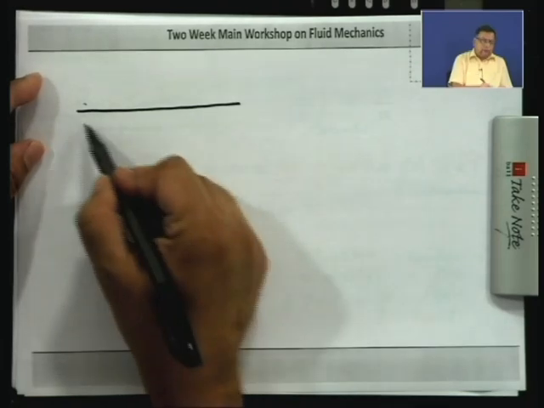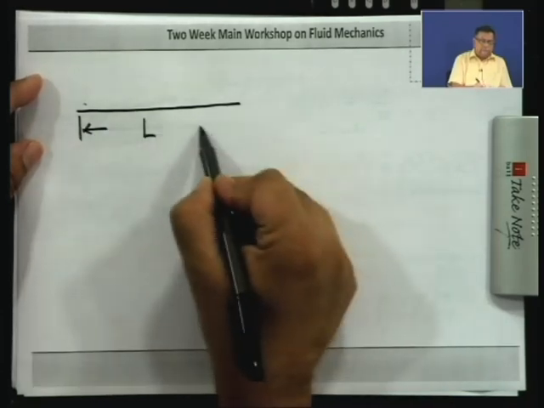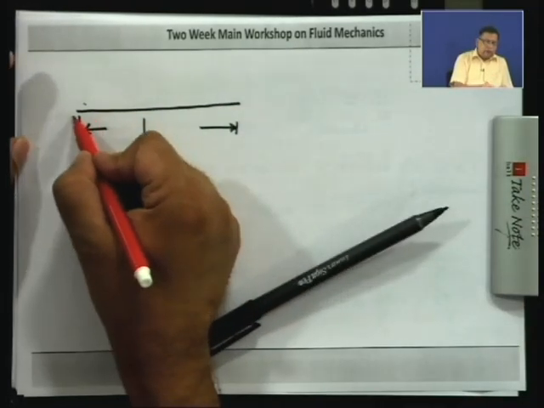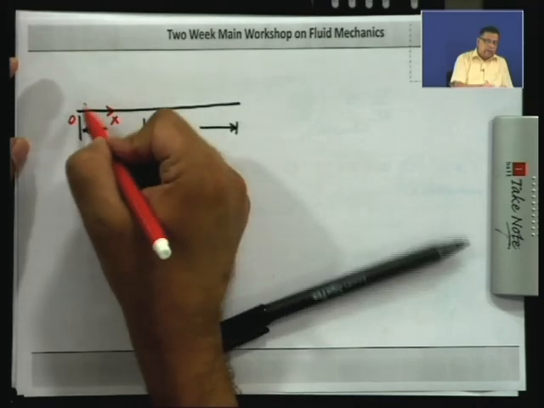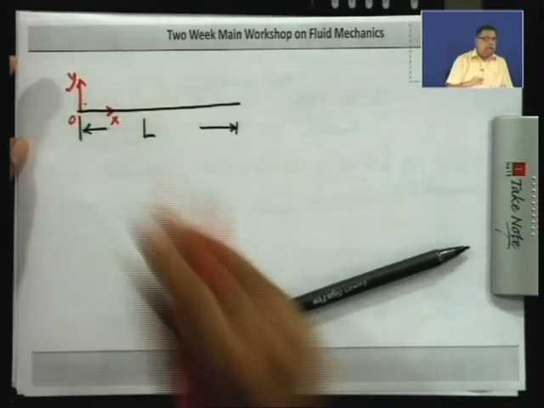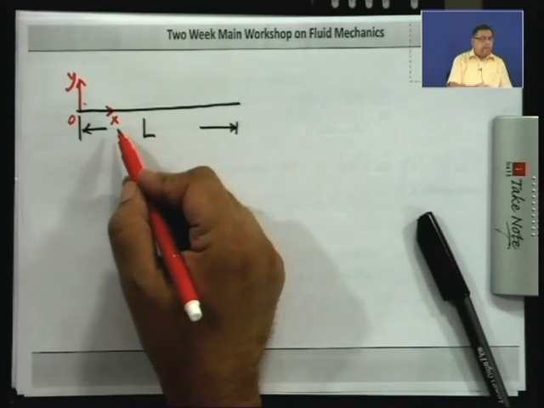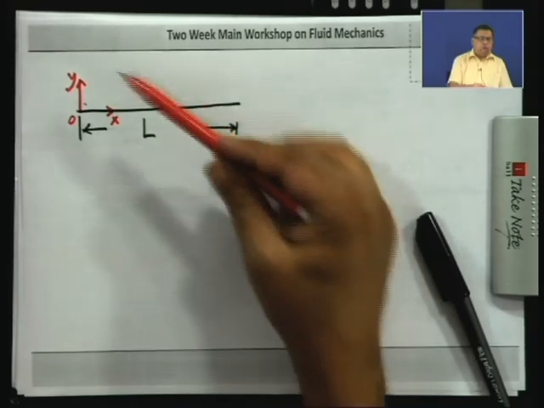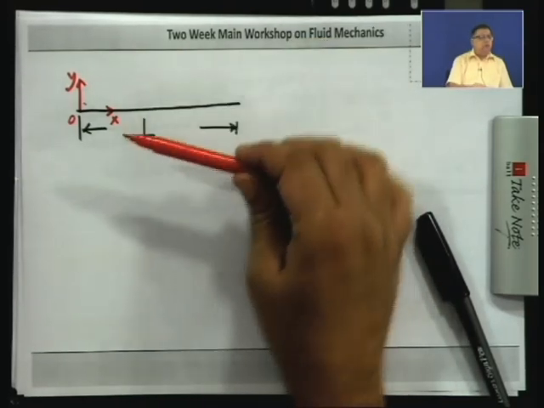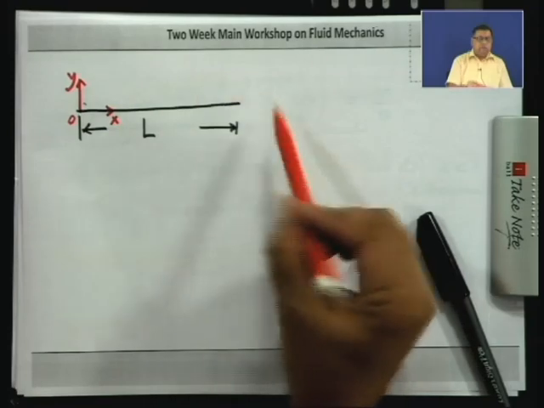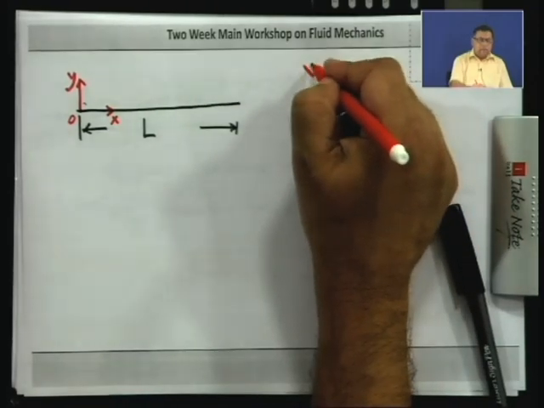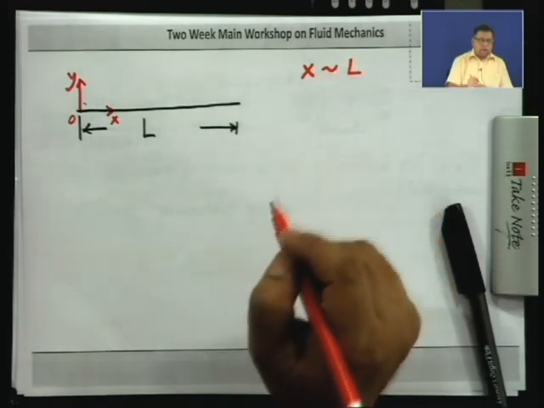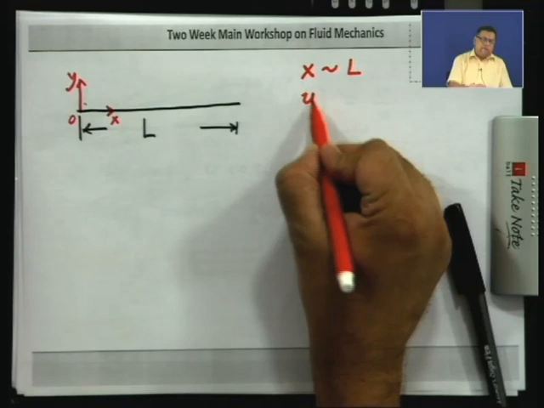So, if this is a plate of length L and I put the origin at the leading edge and have a coordinate system which I have described before, then you see that the value of x is going from 0 to L along the plate. So, we are interested in finding the flow over the plate, above or below, in a region where x is going from 0 to L. So, clearly x is order of L. This symbol means order of magnitude. So, x is order of L and u is order of u infinity.